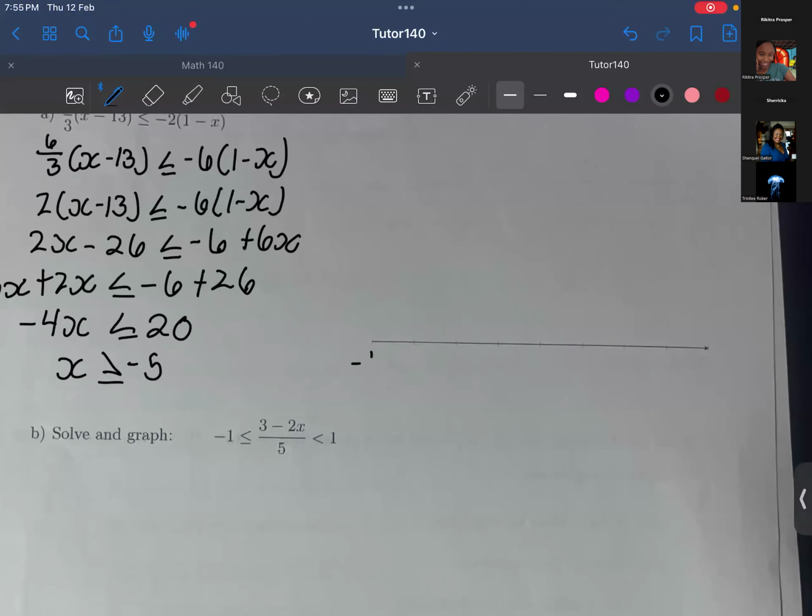So let's put our values: negative 6, negative 5, negative 4, negative 3, negative 2, negative 1, 0, 1. So it's saying x is greater than or equal to negative 5. So closed circle, pay attention to what kind of inequality is there. It's greater than or equal to, so we are going to use a closed circle. And since x is greater than negative 5, I'm going to go this way. X is greater than negative 5.